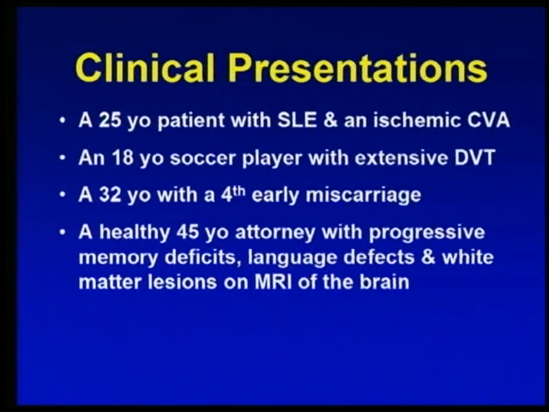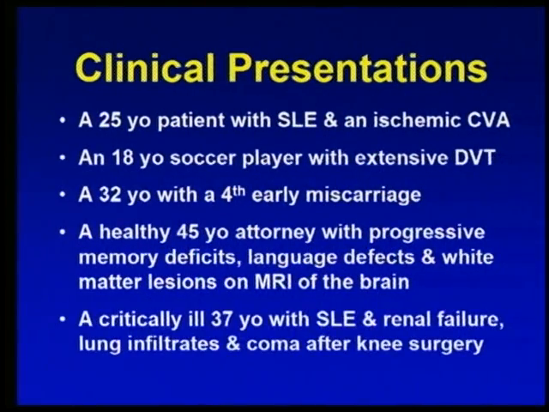The fourth patient is a healthy 45-year-old attorney who has significant progressive memory deficits and language defects, and on MRI scanning of his brain is found to have white matter lesions. The fifth patient is also a patient with systemic lupus who is critically ill in the intensive care unit after developing rapid onset renal failure, pulmonary infiltrates, and coma after elective knee surgery.